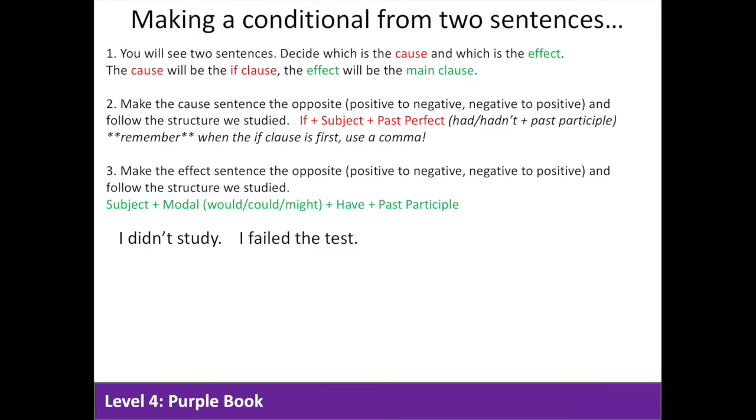In order to make a conditional from two sentences, first, you'll need to decide which is the cause and which is the effect. The cause will be in the if clause, and the effect will be in the main clause. Then, you have to make the cause sentence the opposite. So you change positive to negative or negative to positive, and follow the structure we studied. Start with if, followed by the subject, and then past perfect, so had or hadn't plus past participle. Again, keep in mind, when the if clause is first, we have to use a comma.